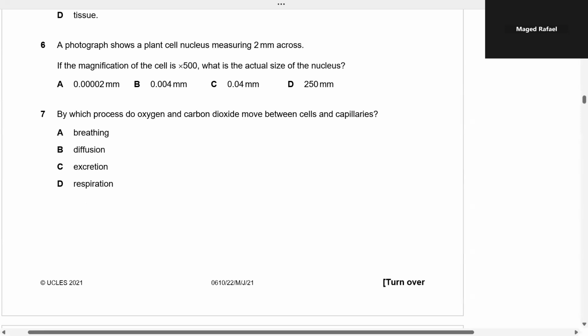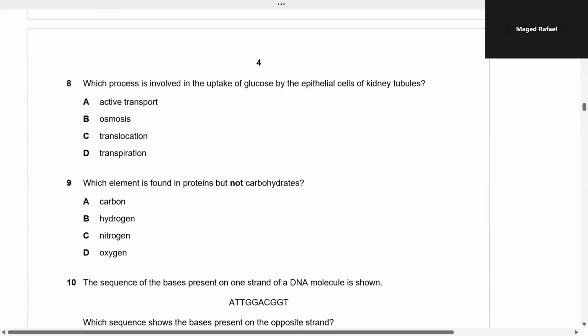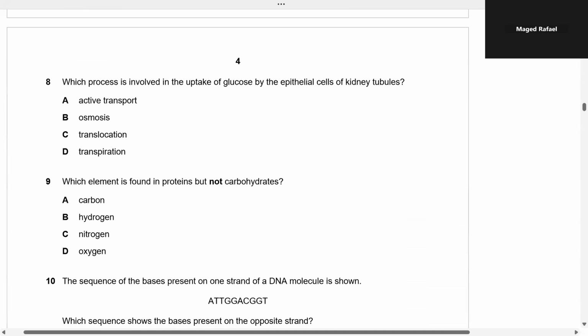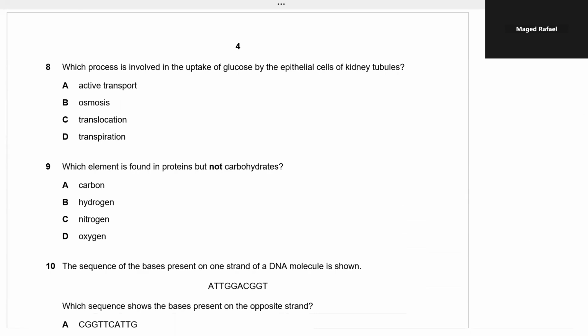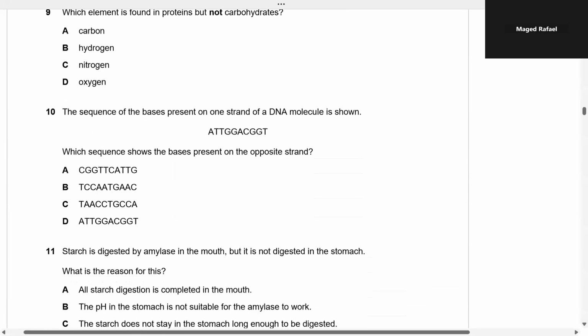By which process do oxygen and carbon dioxide move between cells and capillaries? This is definitely by diffusion. The answer is B. Which process is involved in the uptake of glucose by the epithelial cells of kidney tubules? This is definitely A, active transport. Question 9. Which element is found in proteins but not carbohydrates? The answer is C.